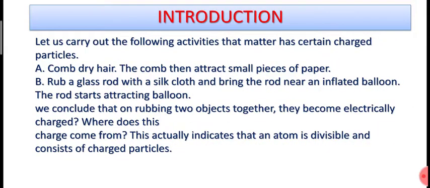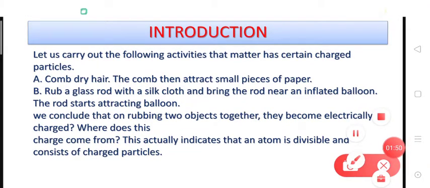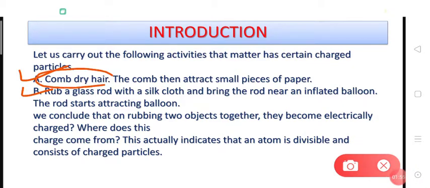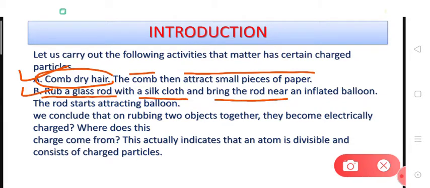Students, let's think about these simple activities which we have performed in class 8th also. For example, when we comb our dry hair, the comb starts attracting small pieces of paper. In the same way, when a glass rod is rubbed with a silk cloth and we bring the rod near an inflated balloon, the rod starts attracting the balloon. Why does this happen? Because charge gets developed on the glass rod when it is rubbed with the silk cloth.